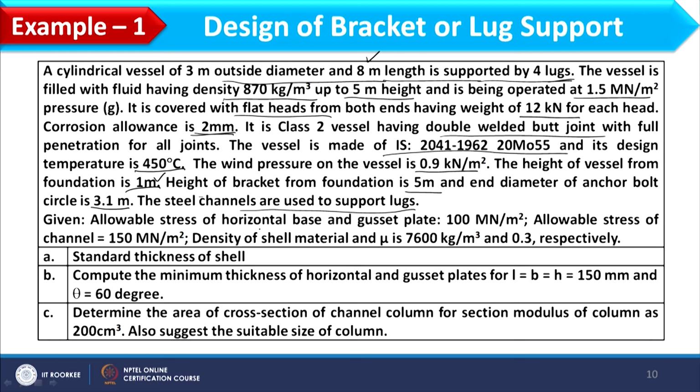Now, here we are given allowable stresses of horizontal base and gusset plate, that is 100 mega Newton per meter square, allowable stress of channel 150 mega Newton per meter square, density of shell material and mu are given as this and this respectively. What I need to find is standard thickness of the shell. Then I need to compute the minimum thickness of horizontal and gusset plates for this dimension, and we have to find out the area of cross section of channel column for section modulus of column as 200 centimeter cube. Also we need to suggest the suitable column.